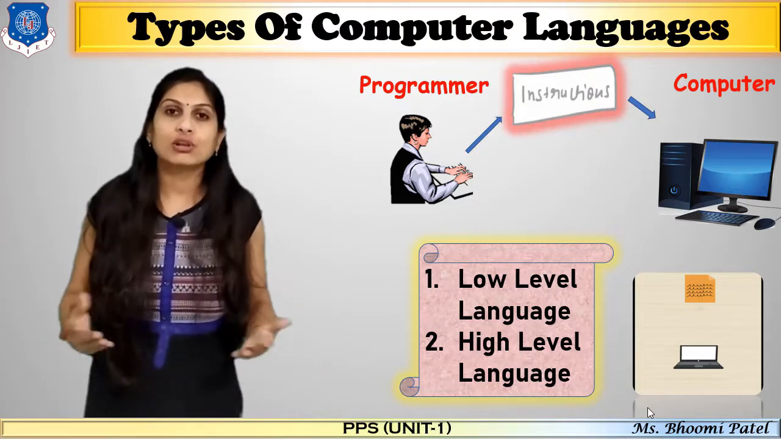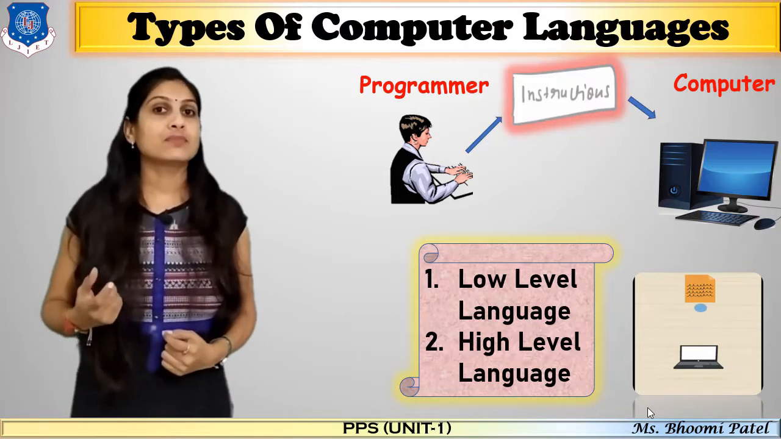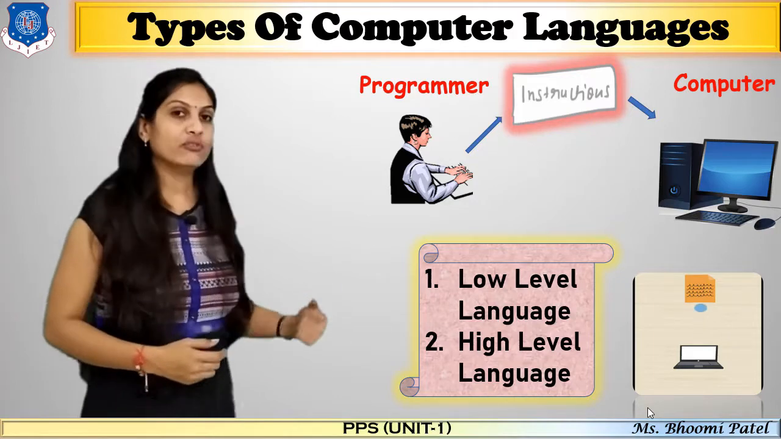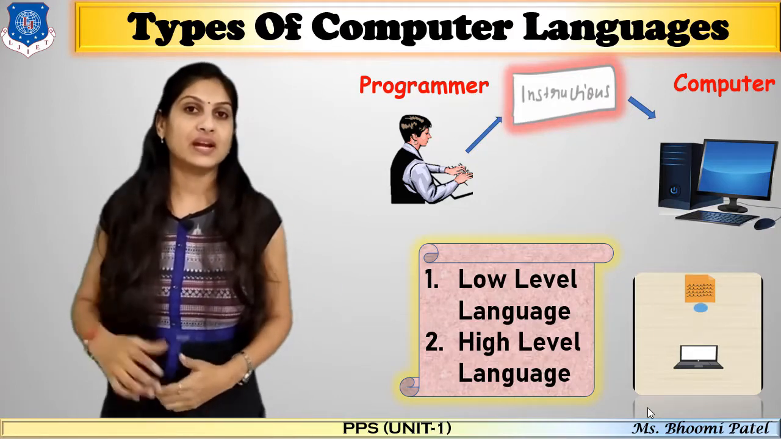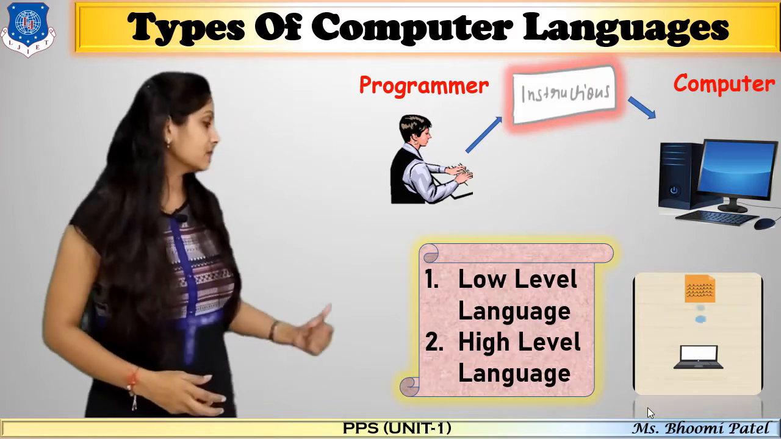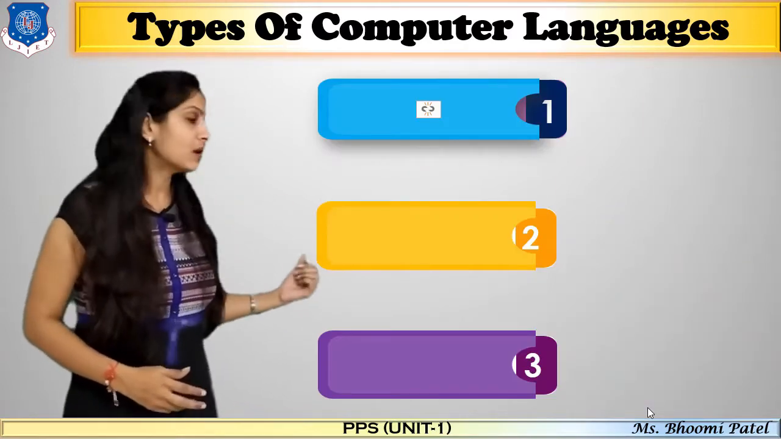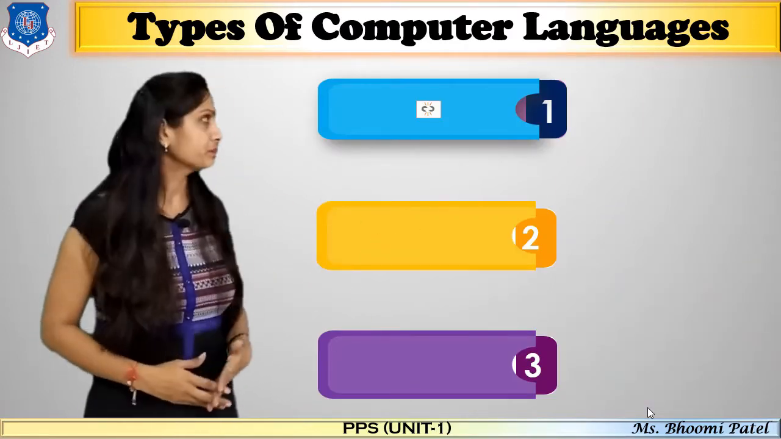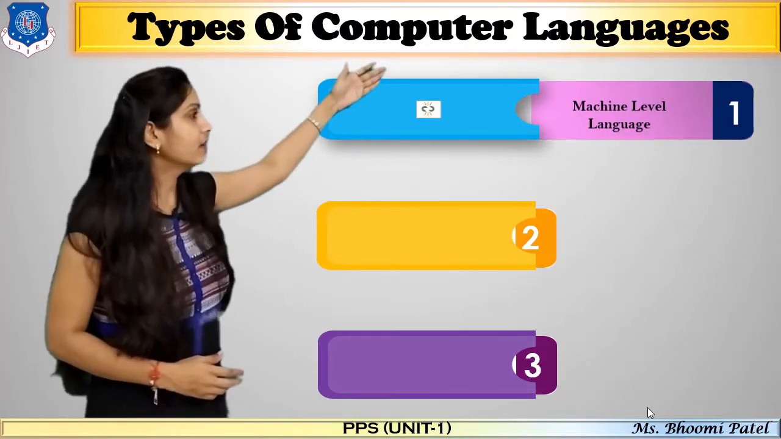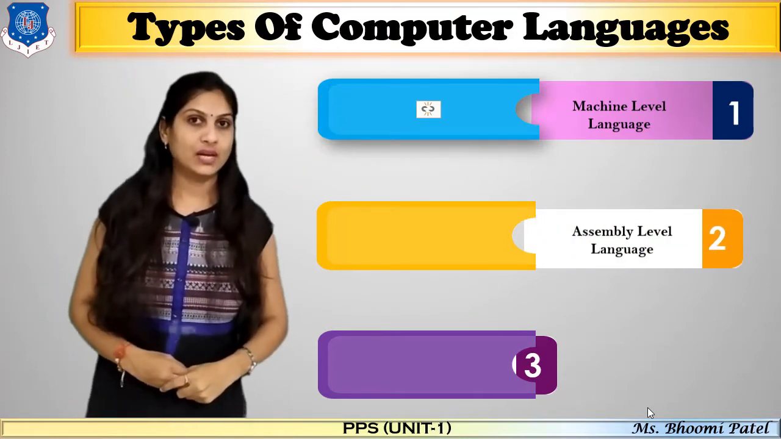Now what is low level language? The language which is understood by the machine is known as low level, and the language that is user friendly, closer to human, closer to the user, is known as high level language. So let's understand more about these two in detail. The low level language is again divided into two parts. First is machine level language and second is assembly level language.